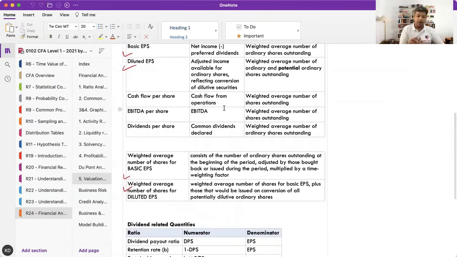Now, what is important after that is the cash flow per share. Well, the name itself says, which cash flow will I consider, guys? FCFF, CFO. So CFO divided by weighted average shares. EBITDA per share, which will be EBITDA divided by the weighted average shares. And dividend per share will tell me how much is the dividends declared divided by the weighted average shares. So it will tell me the dividend that every shareholder will get. For every share, how much dividend you will get. Everyone clear?